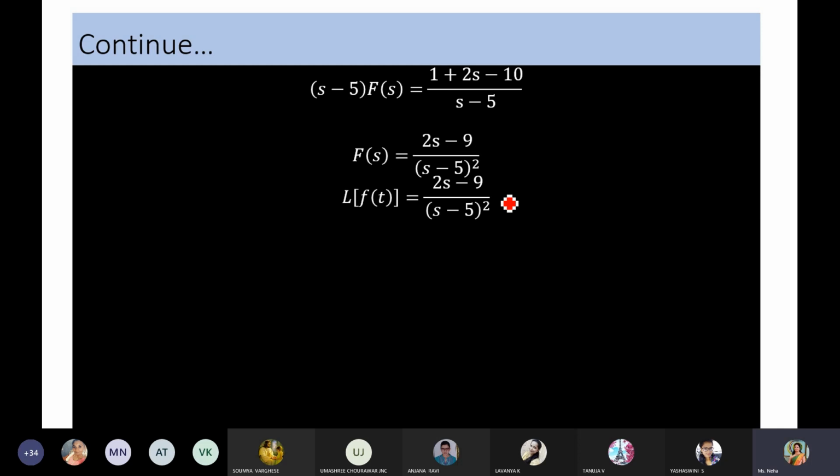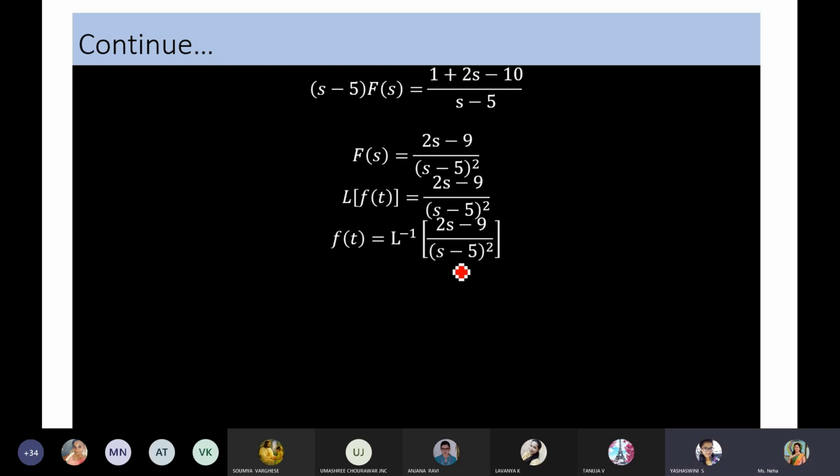Okay, so F of s can be written as L of f of t. So my f of t will be L inverse of my right hand side. Now from here, your inverse concept will start. You have to solve the problem as we were solving for inverse function. Now tell me, how will you solve this? 2s minus 9 divided by s minus 5 whole square. How will you solve this?